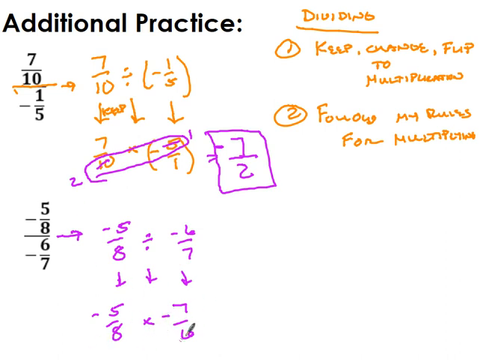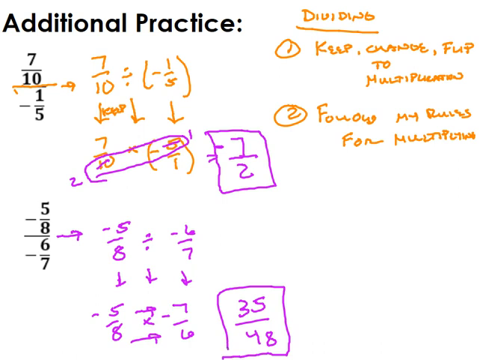8 and 7 do not have any common factors. 5 and 6 do not have any common factors. So now I get to multiply straight across. 5 times 7 is 35. 8 times 6 is 48, and it's positive like we already said, and I'm done. And I cannot simplify that anymore because I couldn't cross simplify before.